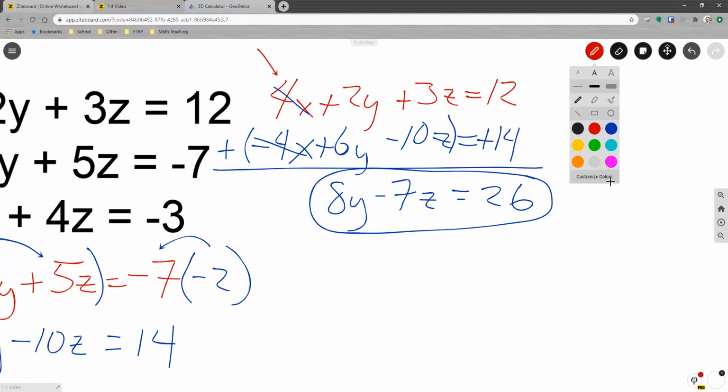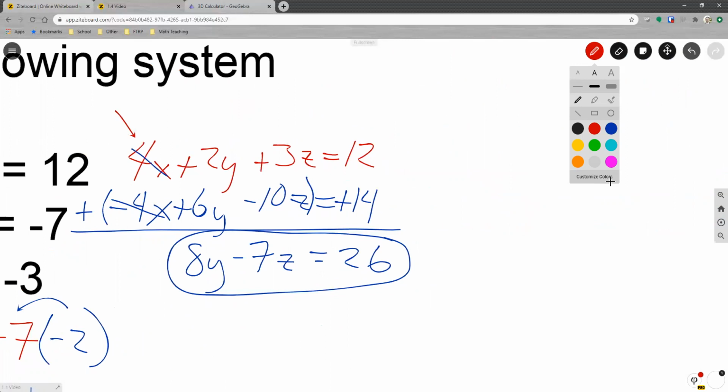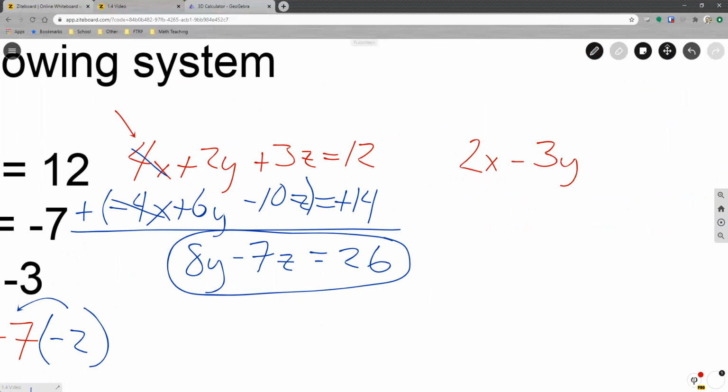And equation number 2 is 2x minus 3y. Oh, not equation number 2. I'm sorry. It's late. I apologize. Equation number 3, 6x minus y plus 4z equals negative 3. And again, my goal is to get rid of this 6x. So I know that I'm going to have a negative 6x below it.